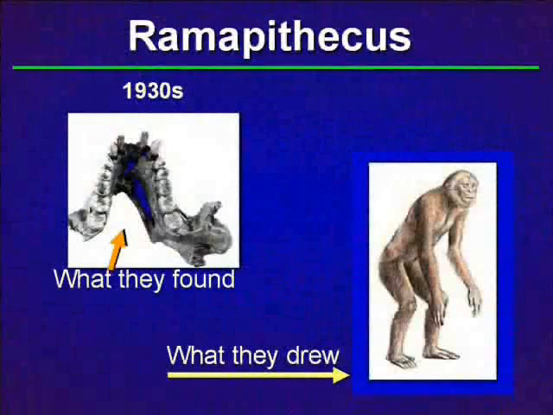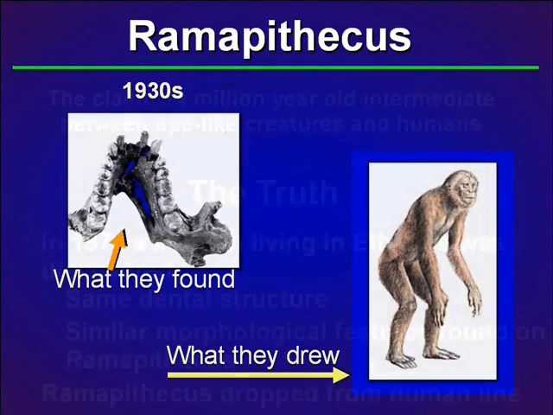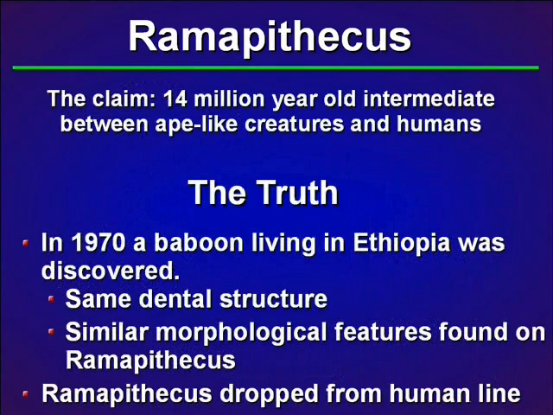Not science. So here's Ramapithecus. In 1930, this is what they found, this lower jaw. What they drew was whatever that is, I'm not sure. But that's what they drew from this jaw. I don't know how they got the rest of his body. But the claim is it's a 14 million year old link between apes and humans.